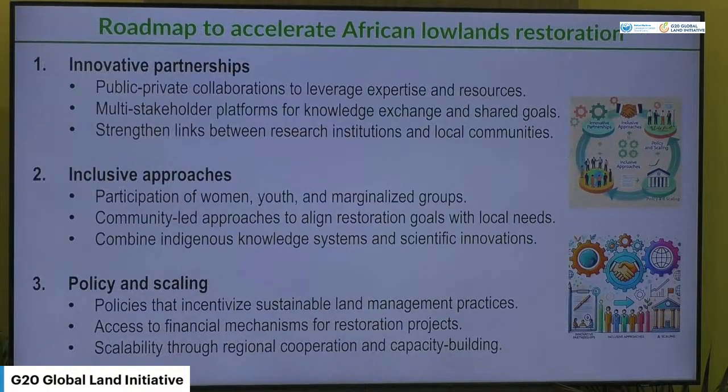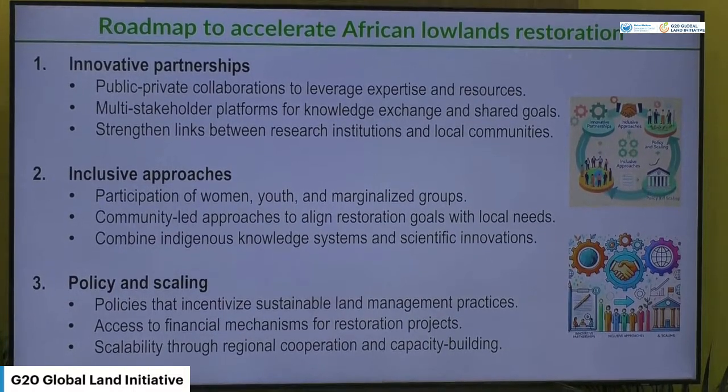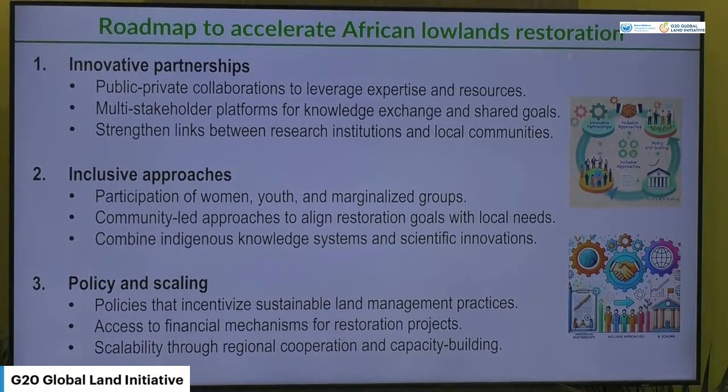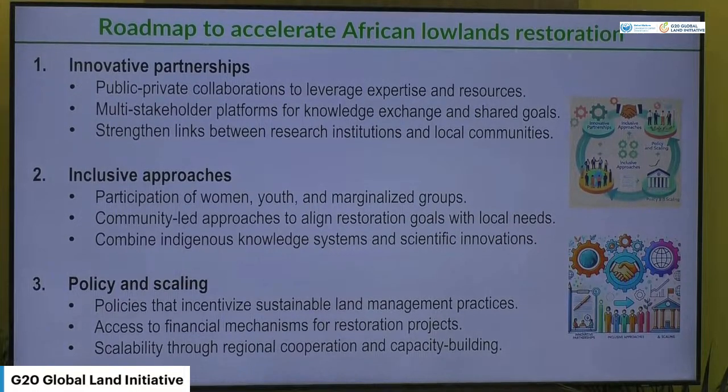So we are ending this presentation with a roadmap to accelerate African lowland restoration that is based on three pillars. The first pillar is innovative partnership. The second pillar is inclusive approach. And the third pillar is policy and scaling. In terms of innovative partnership, it's extremely important that we leverage public and private collaboration to take stock of the expertise, but also of the resources available, particularly with the private sector, that can play a critical role in funding some of the restoration efforts.